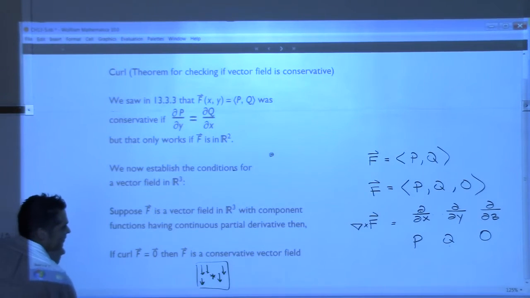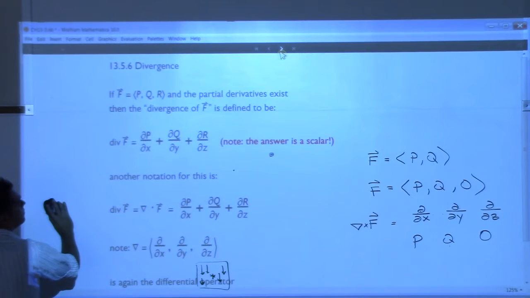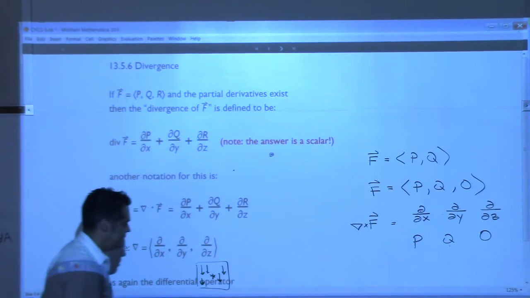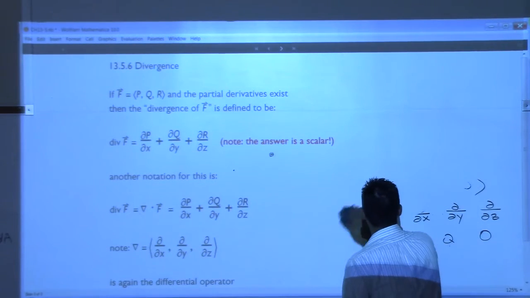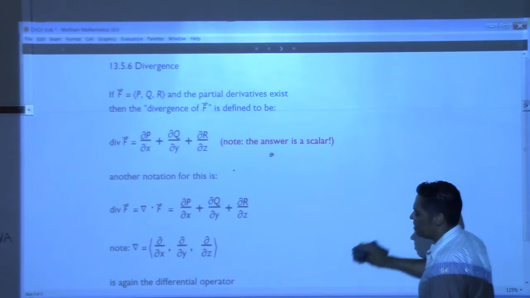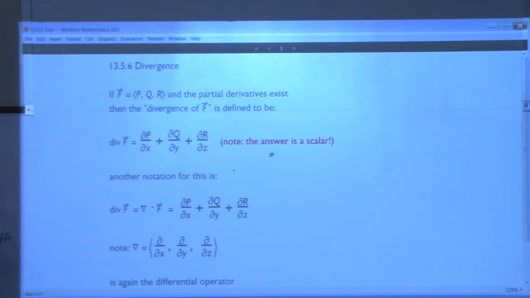All right, curl. Now, divergence. We're almost done. Divergence, I have good news, is much easier to calculate. Divergence is by far the easiest calculation in terms of these vector field operations.